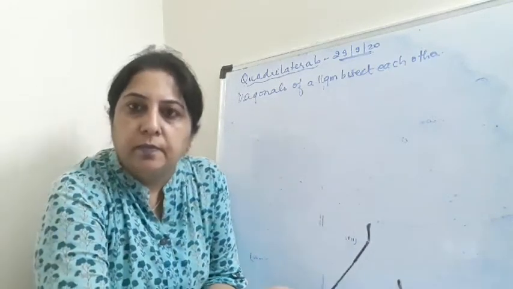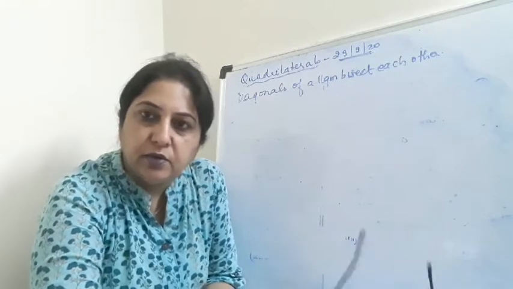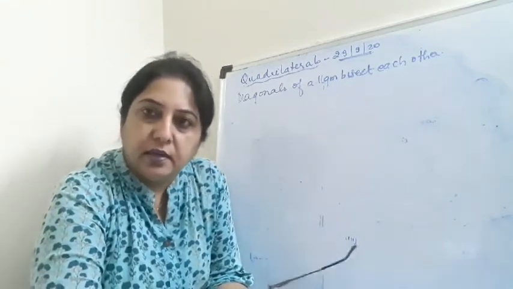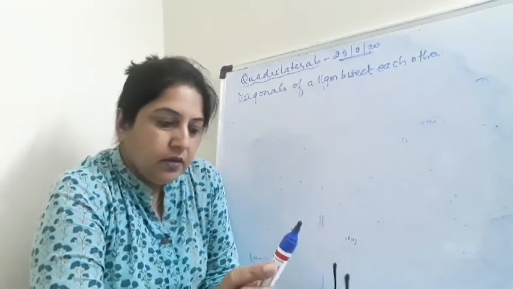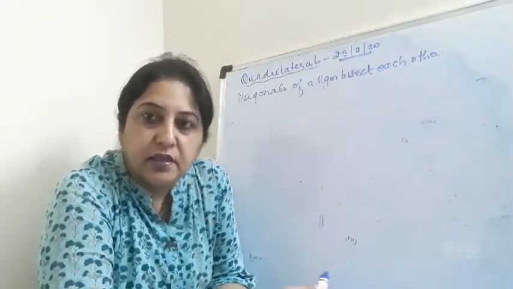Good morning, girls. Children, we are doing the chapter on quadrilaterals, and yesterday also I had explained some theorems to you. Today again we take up two more theorems. The first one is: the diagonals of a parallelogram bisect each other.